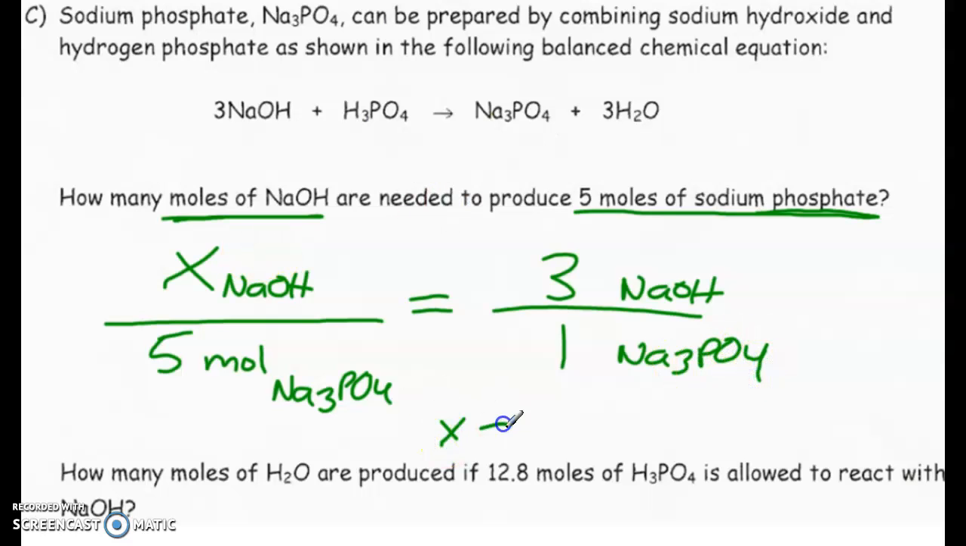So when we cross multiply, it's going to be the same thing. 5 times 3 divided by 1. So this is going to be 15 moles of NaOH.